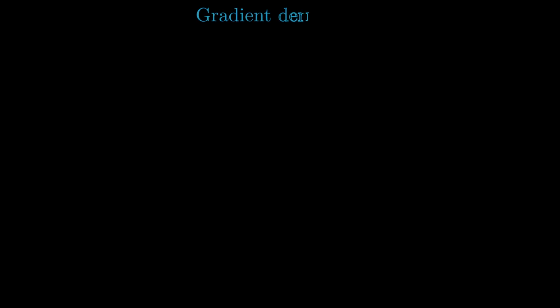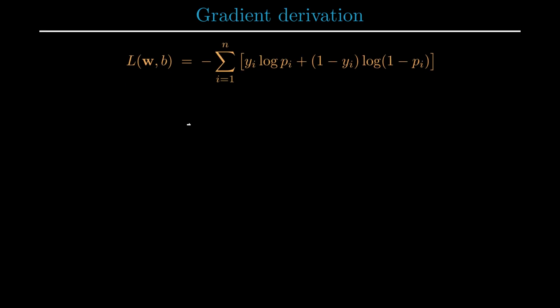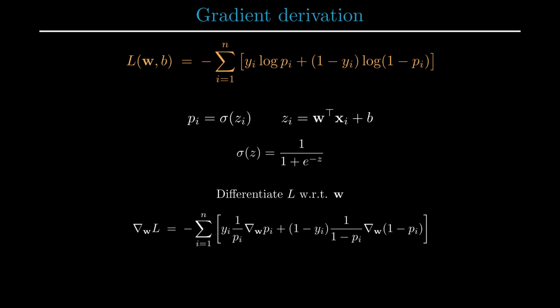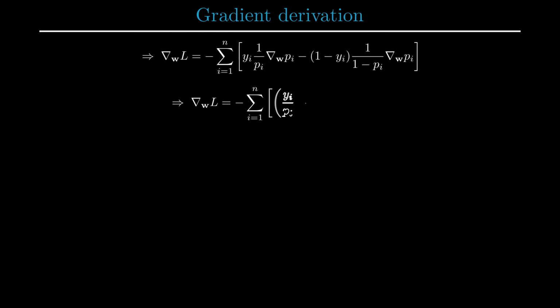To train logistic regression, we need the gradient of the loss. We start from the cross-entropy loss for binary classification. The predictions come from applying the sigmoid to a linear function of the inputs. Taking derivatives looks messy at first, but the structure is very regular. After applying the chain rule, most of the terms cancel out.